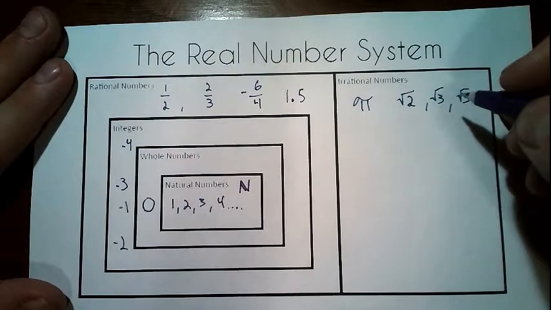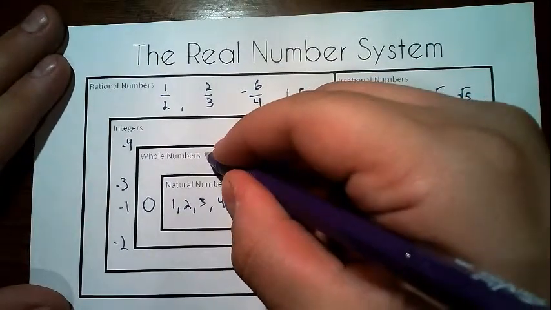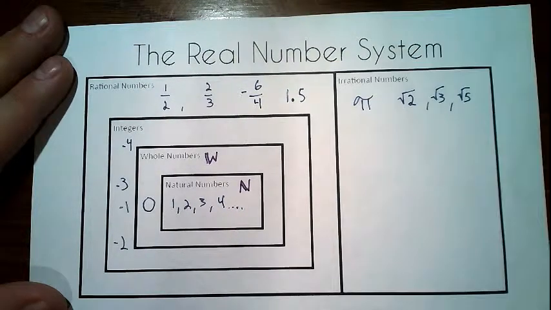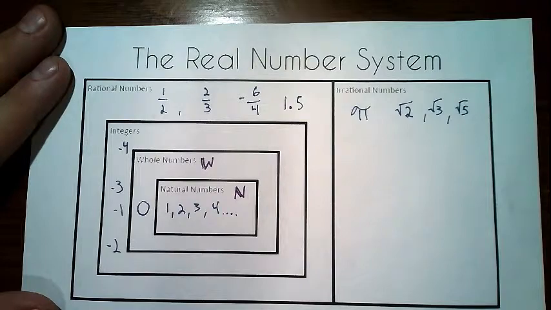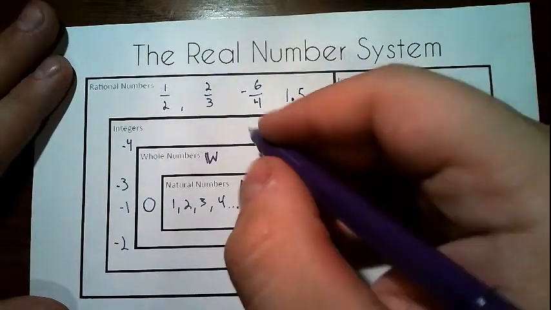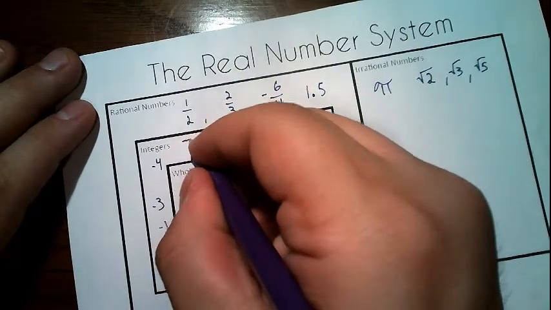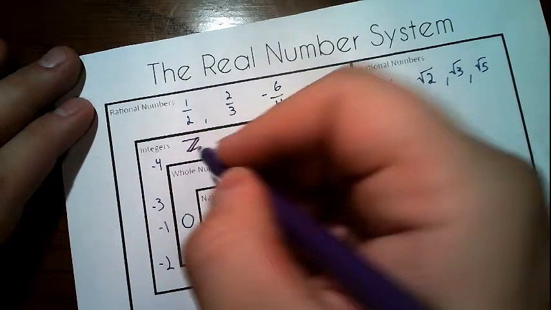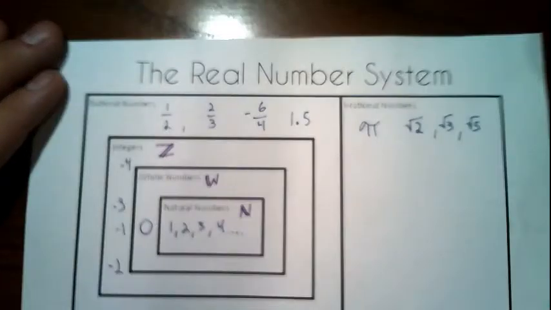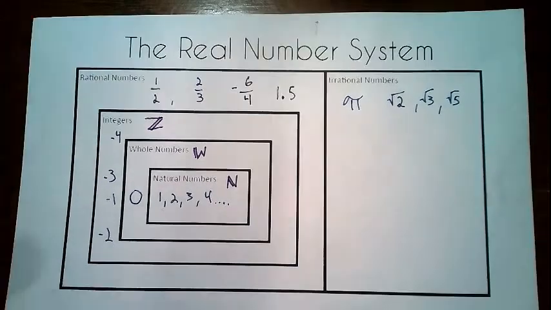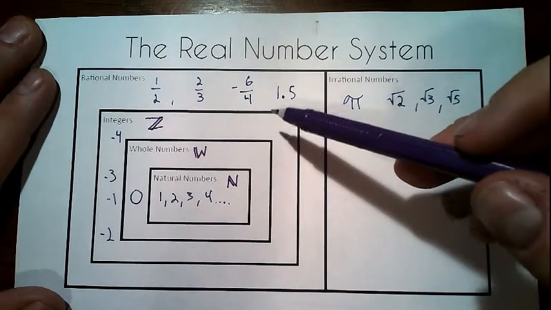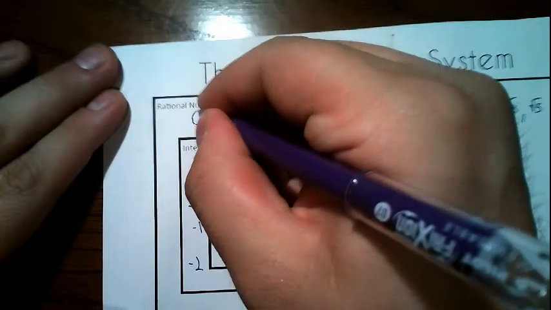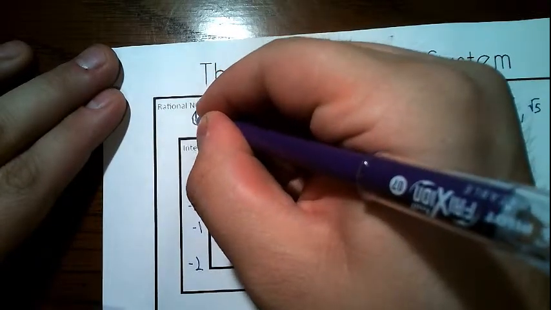Whole numbers are sometimes represented with a W that has an extra line on the side. Integers are represented with a Z that has a line through the middle, an extra line there. The rational numbers are represented with a Q that has a line right there.